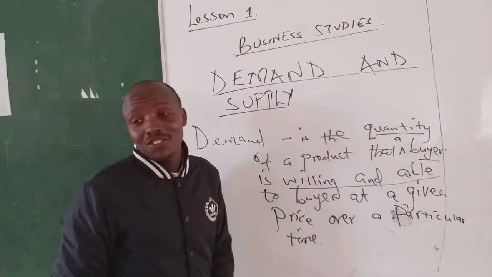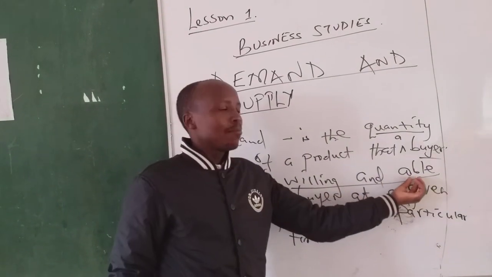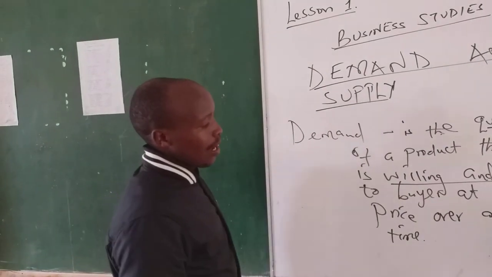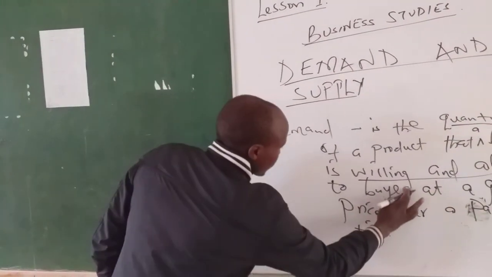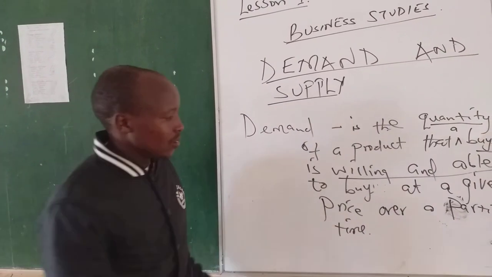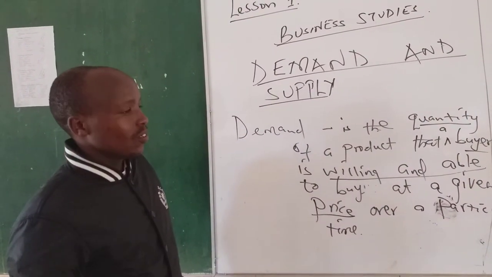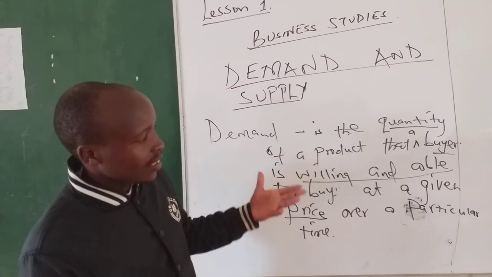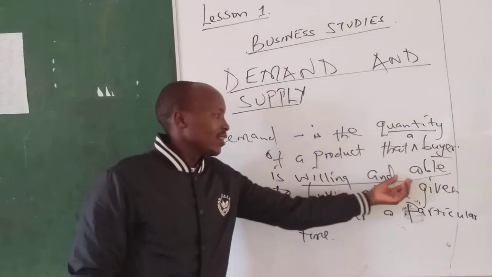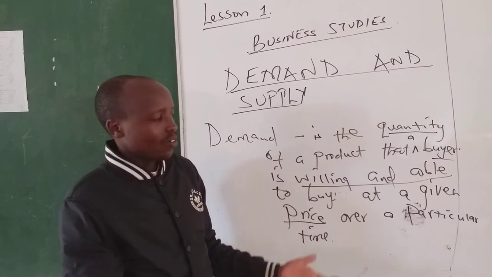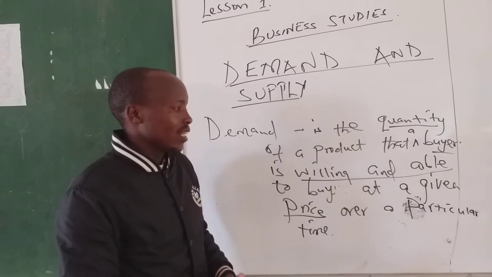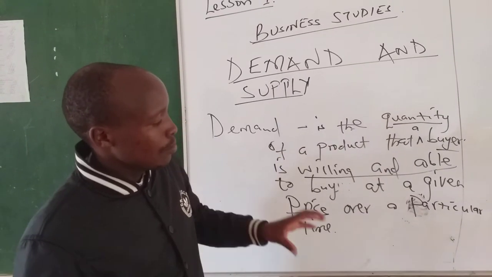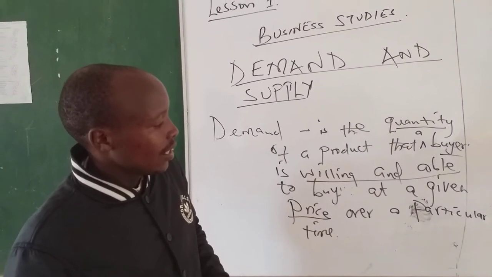You know, most of us buyers, we are willing, but the ability becomes a problem because we don't have sufficient funds to buy that product. Maybe the price also is critical, because when the price of a product is increased from 10 to 15 shillings, then the buyer's ability will come down. When the price goes up, the ability will come down.